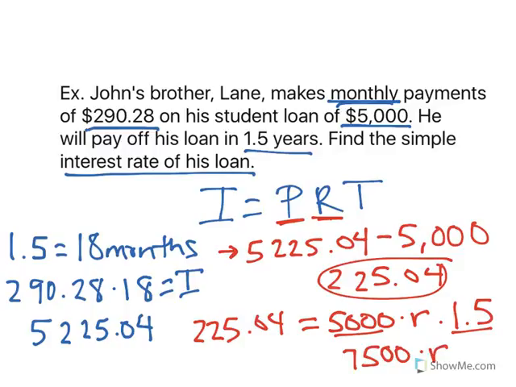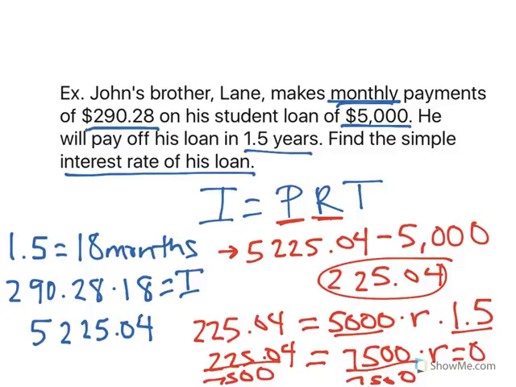Bring down the R. And that's going to be $225.04. Again, to solve, the opposite of multiplication is division. So we have to divide both sides by 7,500, and that's going to get us our R. And then after you divide, you're going to get 0.03, which is a 3% interest rate.